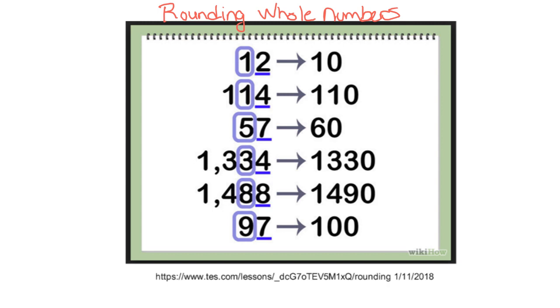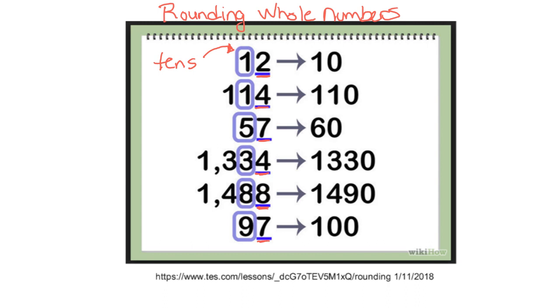This slide is about rounding whole numbers, and what we have are some examples here. The numbers that are circled on the left-hand side are the place value. Now, this place value happens to be the tens position. The number to the right is what will determine whether the numbers that are circled will stay the same or increase by 1. So take a look at the number 12.